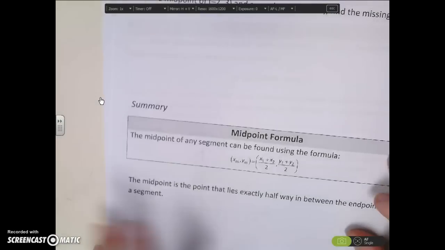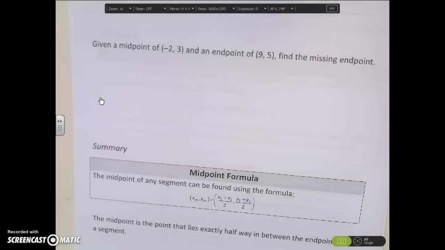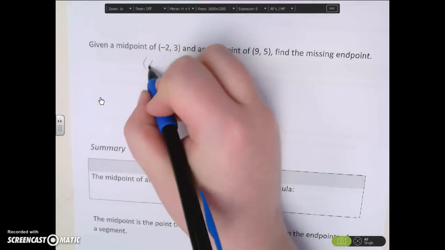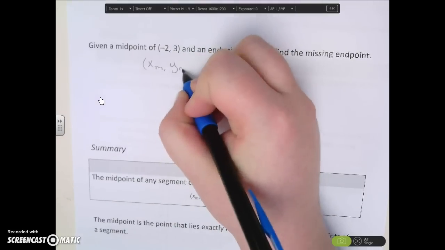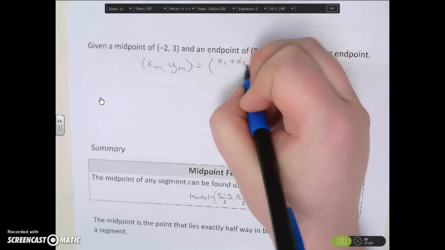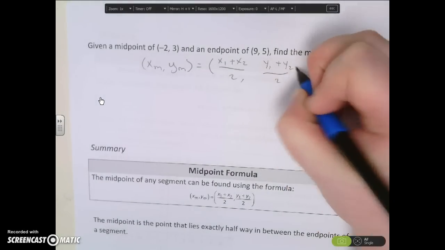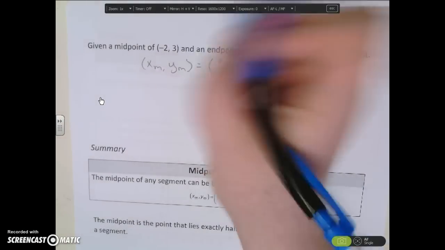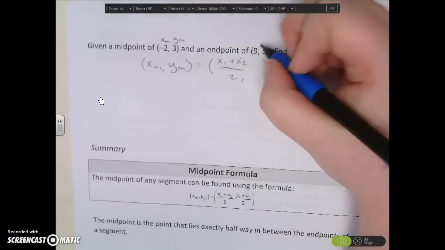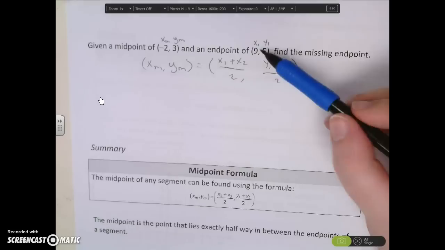Now, what if they give me a midpoint and then an endpoint of the segment that midpoint is on? How do I find the missing endpoint? Well, I'm going to use my formula. xm, ym is equal to x1 plus x2 over 2 and y1 plus y2 over 2. In the problem, they give me the xm and the ym. That's my midpoint. And then they give me the first point, x1, y1. So I'm just looking for the missing endpoint.